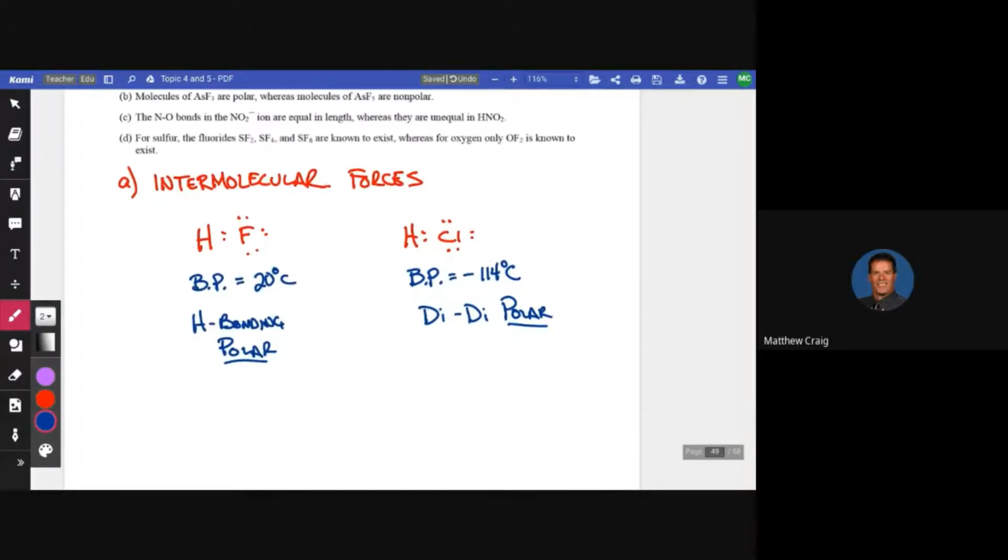So we indicated that the HF has hydrogen bonding. Hydrogen bonding takes more force to break the bond, so you need a higher boiling point.